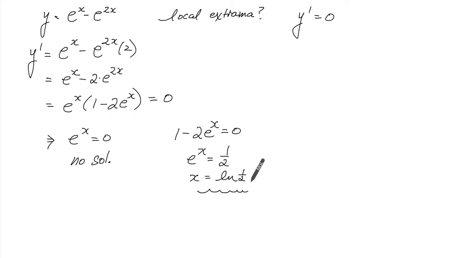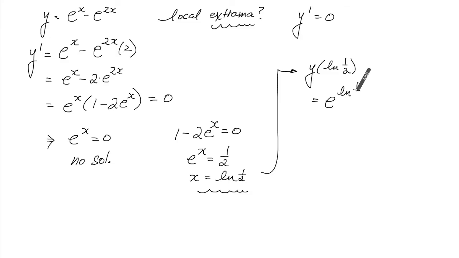It could either be a maximum or a minimum, we don't know. But in fact, we don't care. It's just asking us to find an extrema. So we're going to plug that back into our original function. So y evaluated at ln of a half is equal to e to the power of ln a half minus e to the power of 2 times ln a half.